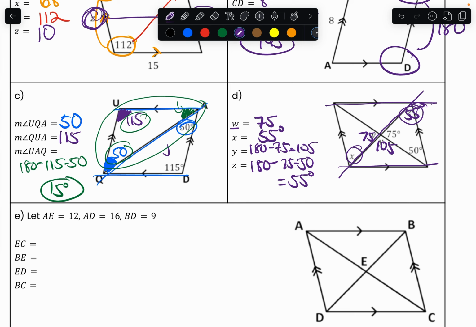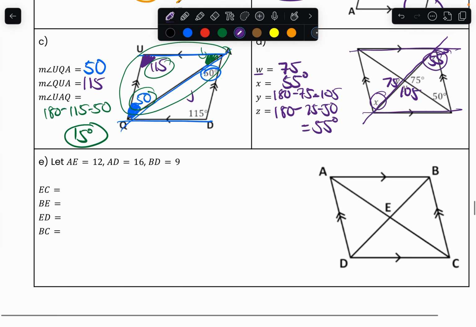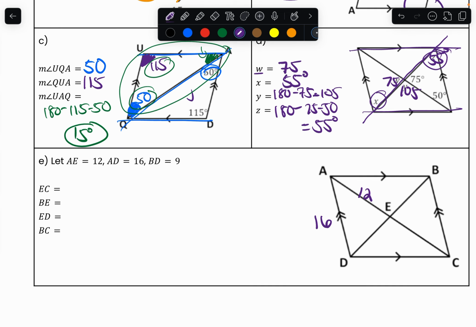The last question on 9.1. It says AE is equal to 12. Let me label it. AD is equal to 16. BD is equal to 9. And we're asked to find all the following. It first asks me to find EC. Now I know if it is a parallelogram, then the diagonals bisect each other, which means this segment and this segment will have equal length. So if AE here was 12, then my EC here will also be 12.